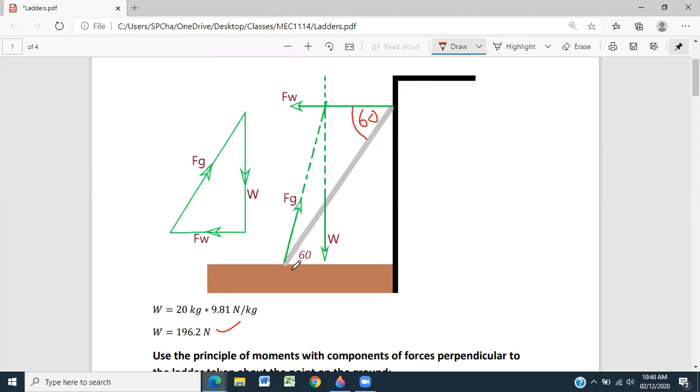And we've decided that the best place to take moments is here on the ground. Because we know W here, so we want it in play and we want to use it to find the other two. If we pick any point in the middle, we'll end up with these two coming into play, two unknowns. We don't want that. So we want to pick a point where we can cancel out either FW or FG. We looked at FG and realized we don't have the angle to resolve it. So the point we picked is here. So we can remove FG from the equation, find FW, and then later come back and find FG.